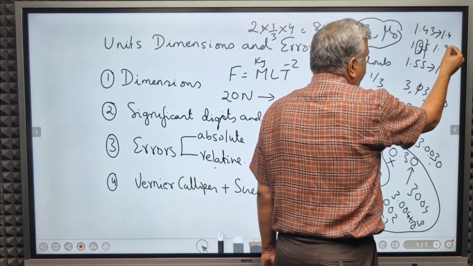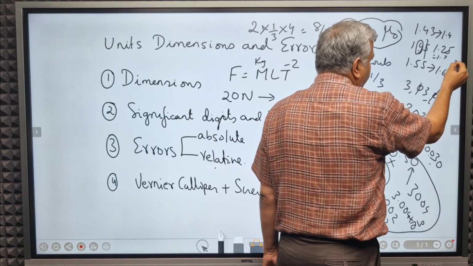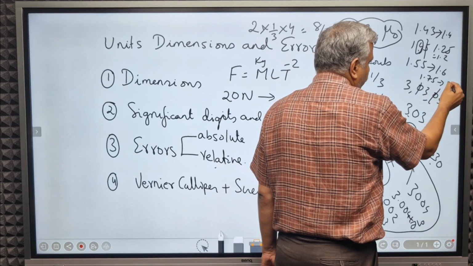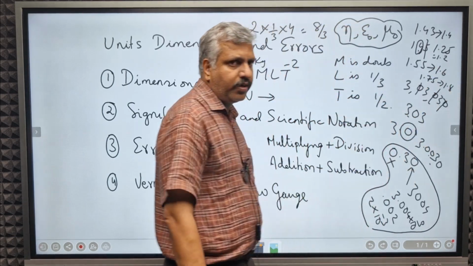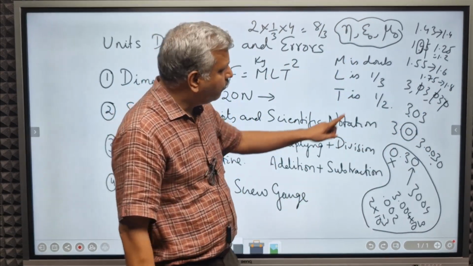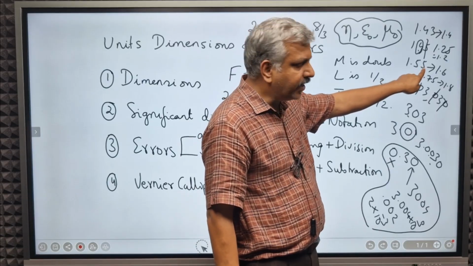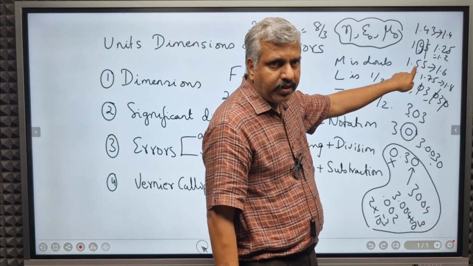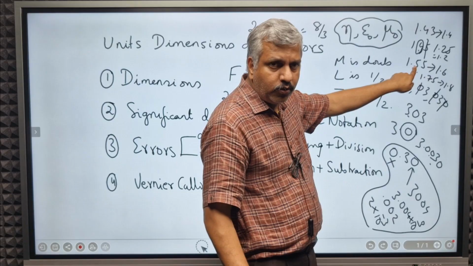Okay, so 1.25 is rounded off to 1.2. 1.75 is rounded off to 1.8. So I hope you understand this. Okay, so when you have 5, that is when the difficulty comes. Then you look at the preceding number. If the preceding number is even, you drop the 5.